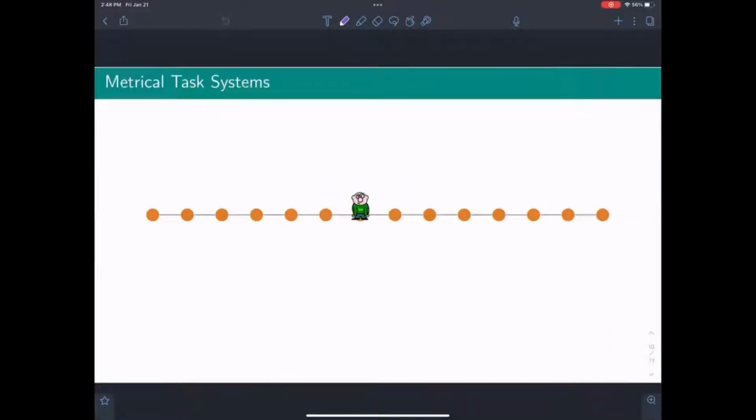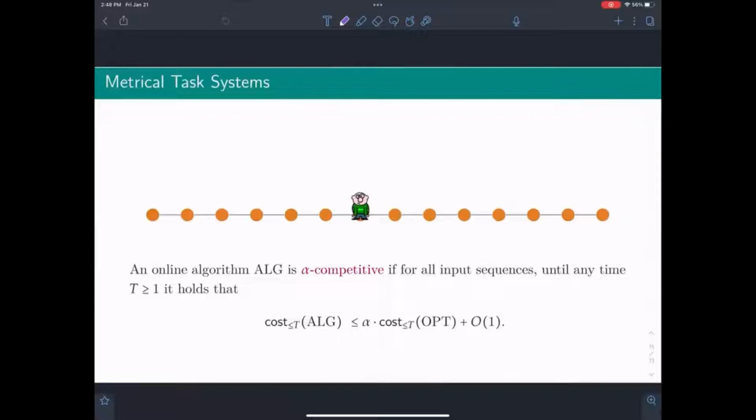And the goal is to minimize the cost of this online algorithm when compared to an optimal offline algorithm that knows the future. So more precisely, we say that an online algorithm is alpha competitive if for any fixed input sequence until any time t, the cost paid by the algorithm is at most alpha times the cost of the opt. Here we allow some constant additive factor, and this factor can depend on the metric, but the crucial thing is that it cannot grow with t.